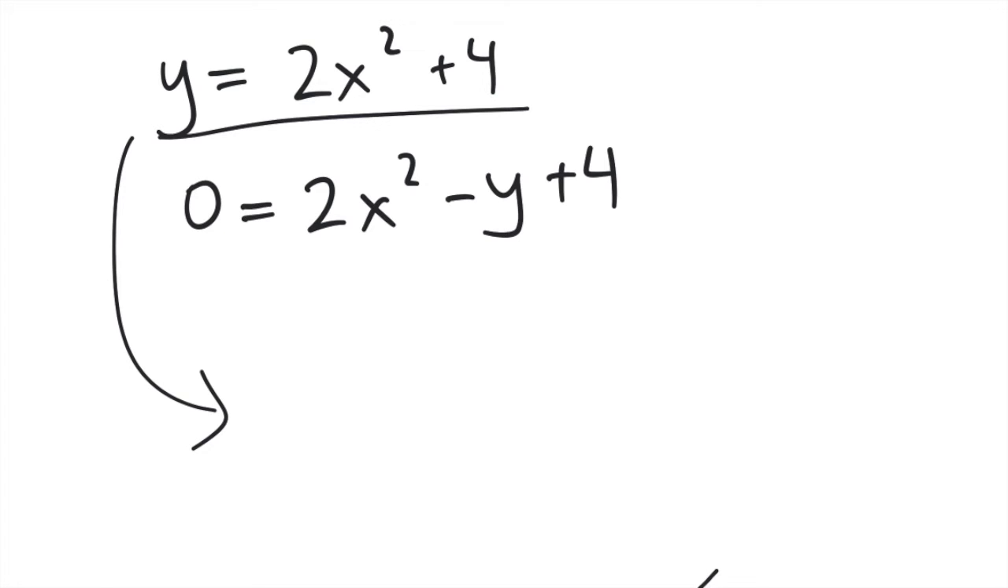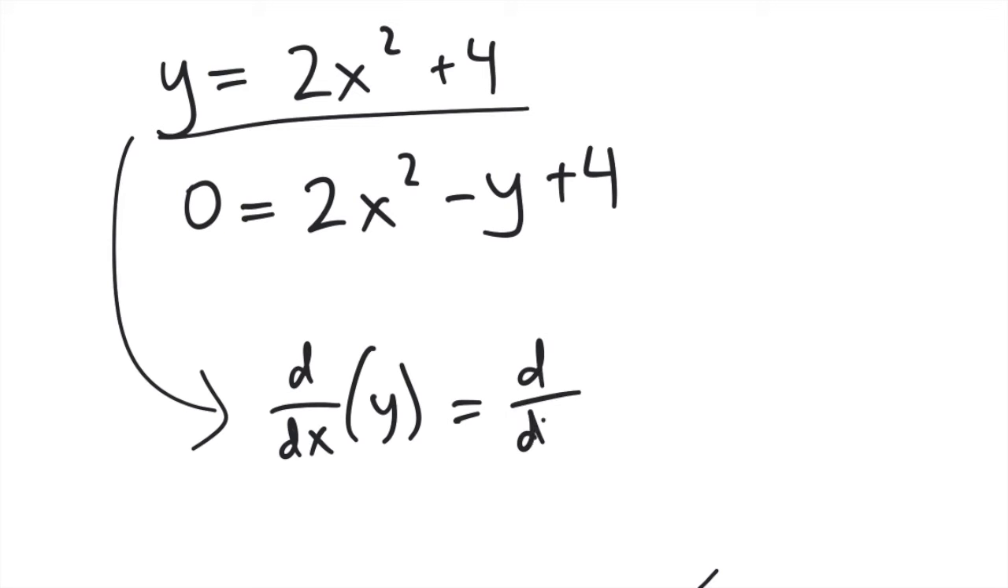Let's say you start out with y equals 2x squared plus 4. When I say find the derivative of that function, what you're really doing is this. You're saying d over dx of y equals d over dx of 2x squared plus 4. So you're actually taking the derivative of both sides of the equation. It's kind of like saying square both sides or multiply both sides by 5. You're taking the derivative of both sides of the equation.